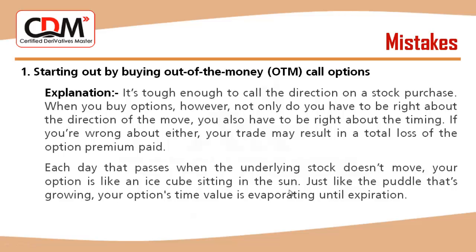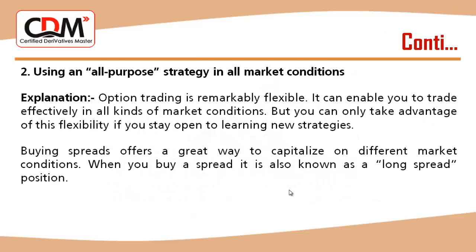This is one of the most important mistakes a normal trader makes. The second one is using an all-purpose strategy in all market conditions. In options, the market is not going to be the same all the time. It just keeps on changing, whether it's range-bound, trending, an uptrend or downtrend, bullish, bearish, how much the bullishness is, and what the volatility factor is. There are many important things we should consider before entering into option trading.